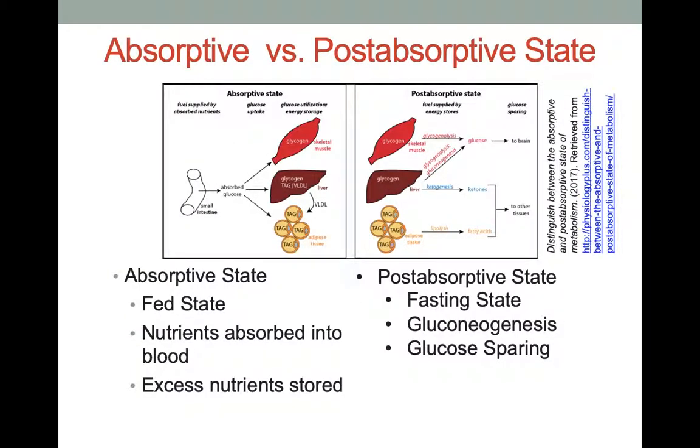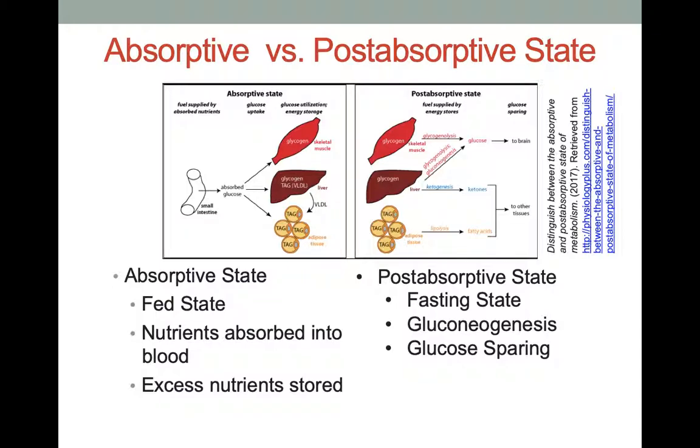Now, if we look at the two main states, we have an absorptive state and a post-absorptive state. The absorptive state is the fed state. It's where we've been eating and we actively have food present. In this state, we are absorbing the nutrients in the food into the blood. Glucose is plentiful, our major source of energy, so we're very happy. We're using very little of the fats and amino acids as energy sources, and any excess nutrients not needed immediately are stored away for later use.